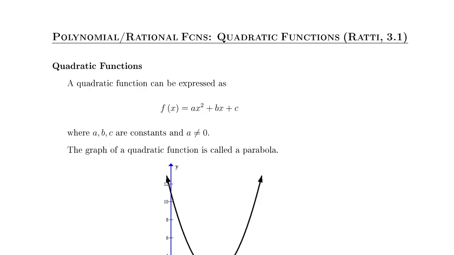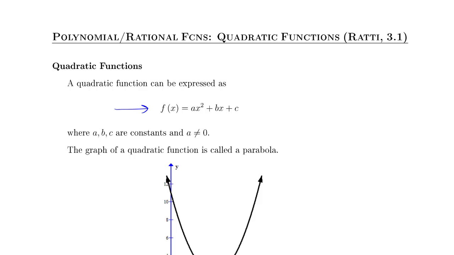Alright, so here in 3.1, we're going to look at a specific type of function, the quadratic functions. Now we've looked at functions in general, and we even looked pretty closely at linear functions, but this is the next step up, the quadratic functions. So a quadratic function can be expressed as this: f of x equals ax squared plus bx plus c.